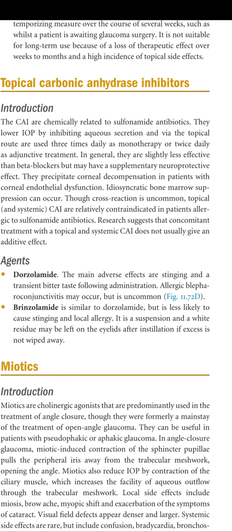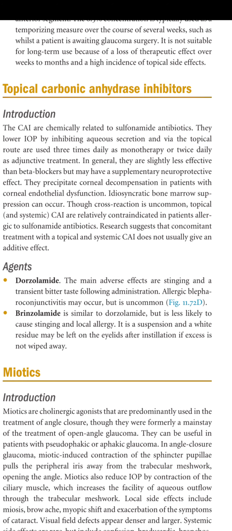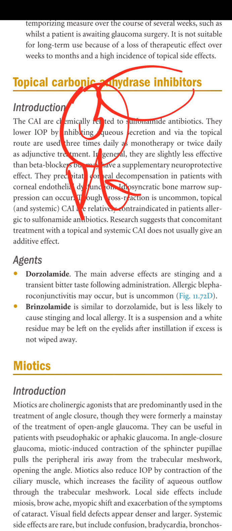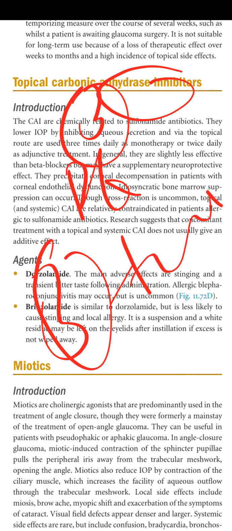Next is topical carbonic anhydrase inhibitors. Introduction. The carbonic anhydrase inhibitors are chemically related to the sulfonamide antibiotics. They lower the IOP by inhibiting aqueous secretion via the topical route. They are used 3 times daily as monotherapy or twice daily as adjunctive treatment. So basically, beta blockers are given twice daily, and prostaglandins once daily. Carbonic anhydrase inhibitors are given 3 times daily if used singly, but if in a combined preparation, then twice daily.